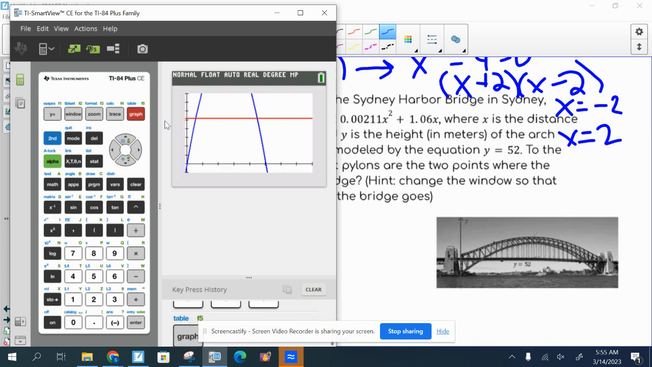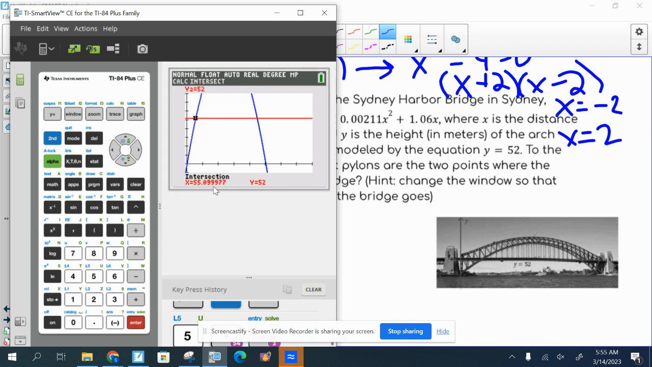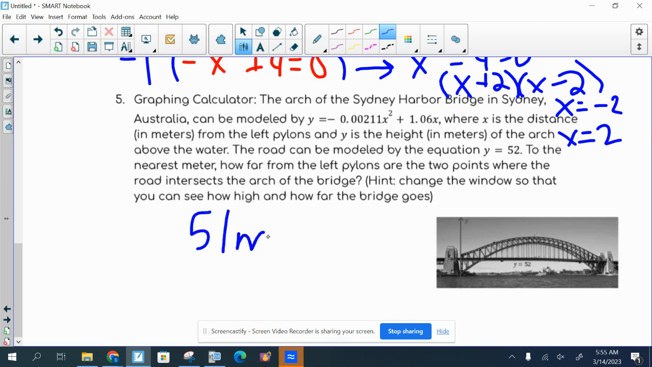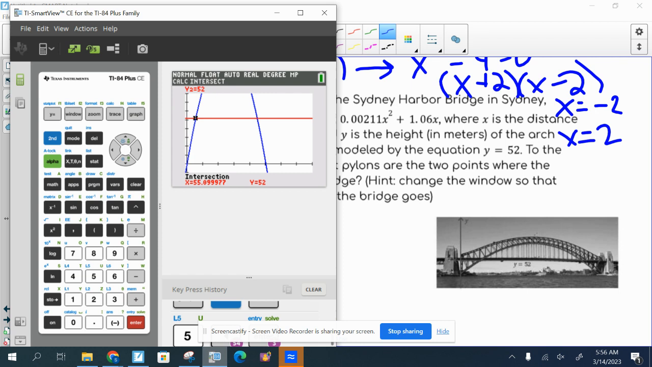Okay, so now we can do our second calc intersect, second calc 5, and then I don't see where the cursor is, but if you look here, it tells you where it is. So it's at 300 right now. I'm going to move it over to the left until I can see it come down. There it is. All right, so enter, enter, enter. It says 55.1. So that's one of the answers. Meters, yes. And then do second calc 5 and then arrow over to get to the other one.